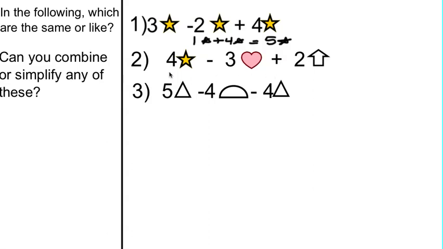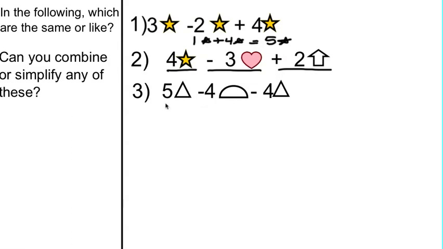Then I'll look here at number 2. 4 stars minus 3 hearts. If you were holding a bunch of stars in your hands, could you give me hearts? Well, no, you don't have any hearts. All you have are stars. So I cannot combine these. These are not like terms. They do not look the same. How about here? An arrow. Nope, arrow is not the same as a heart. Arrow is not the same as a star. I cannot combine any of these.